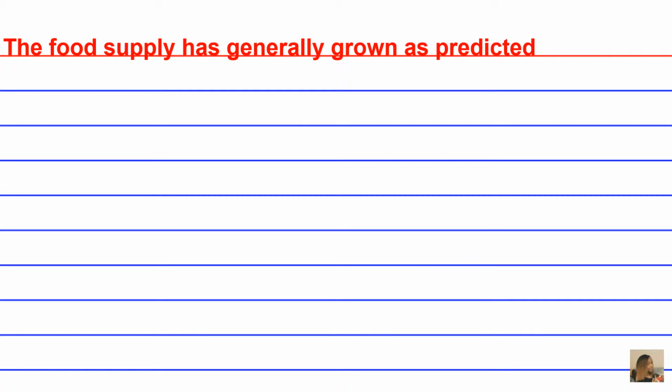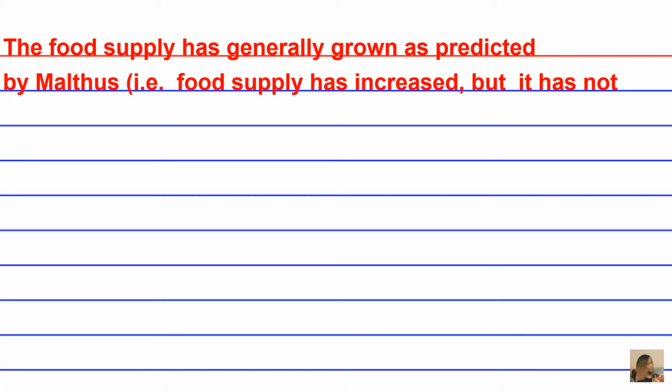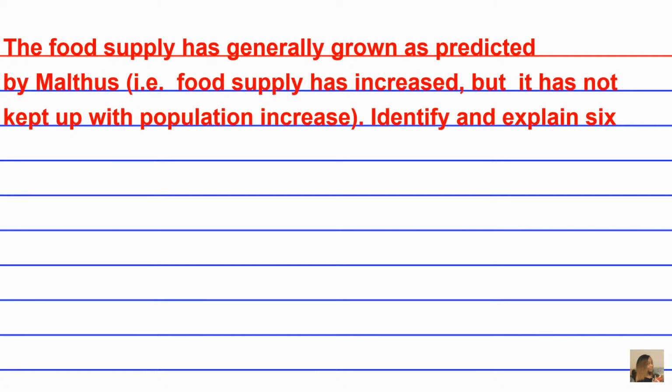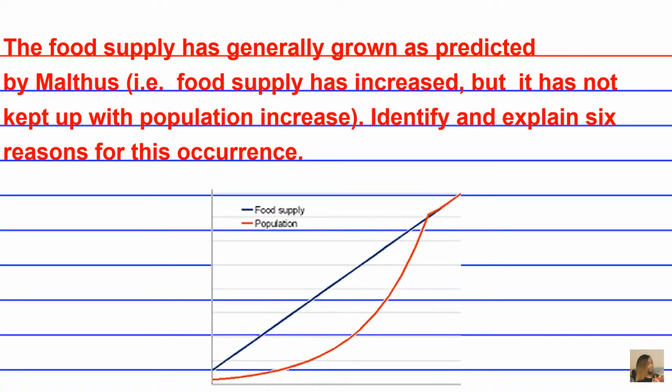The food supply has generally grown as predicted by Malthus. That is, the food supply has increased, but it has not kept up with population increase. So identify and explain 6 reasons for this occurrence, okay? And while you're thinking about that, here is a picture of the food supply. It's basically keeping up with population growth. And then we see here at the point of crisis, population growth exceeds it.